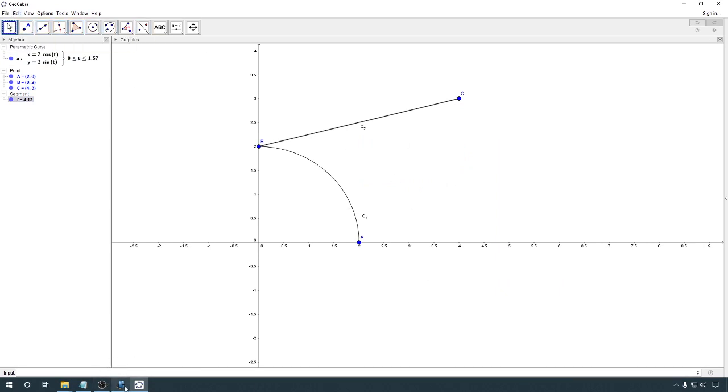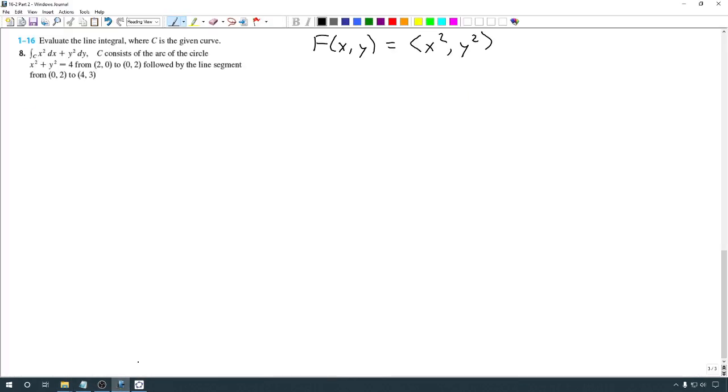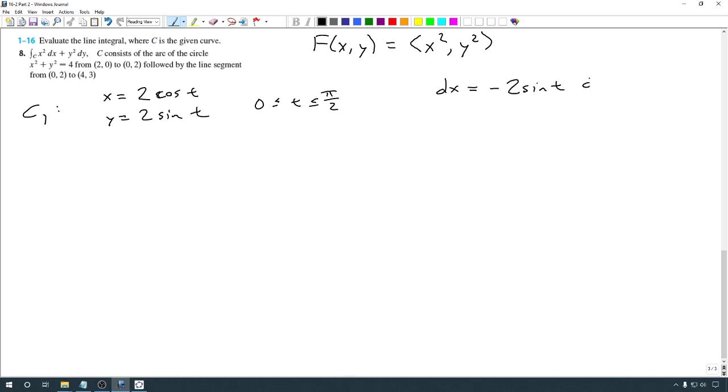For C1, I'm using the parameterization of x equals 2 cosine of t, y equals 2 sine t, and t is going from 0 to pi over 2. We need to go ahead and differentiate these things. So our dx, when we differentiate this with respect to t, we get a negative 2 sine t dt.